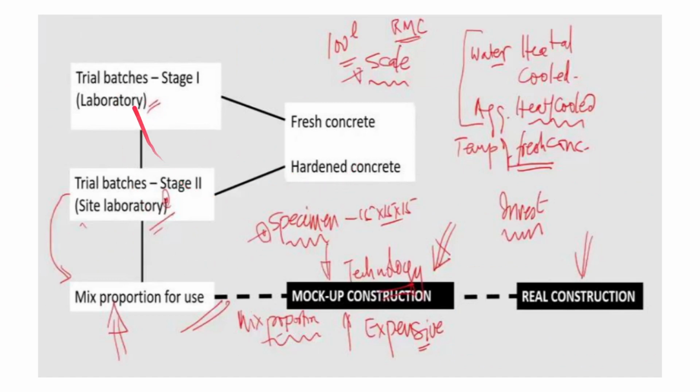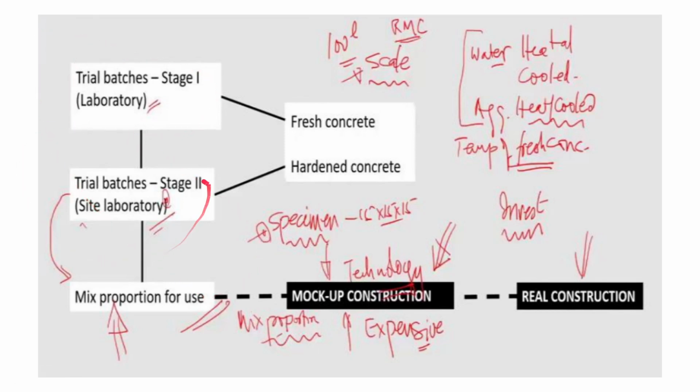Here, as you can see, there are basically three stages. The first stage is a trial batch, which is done in the laboratory, for both fresh concrete as well as hardened concrete. The second stage is also a trial batch, but this is done in the site laboratory. Here we do the paperwork as well as the basic testing.